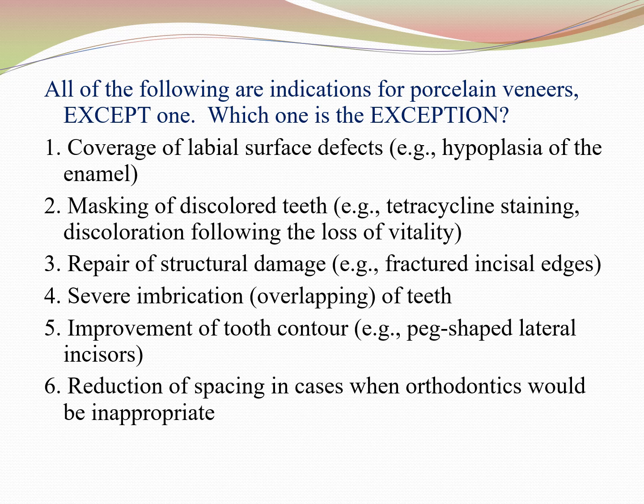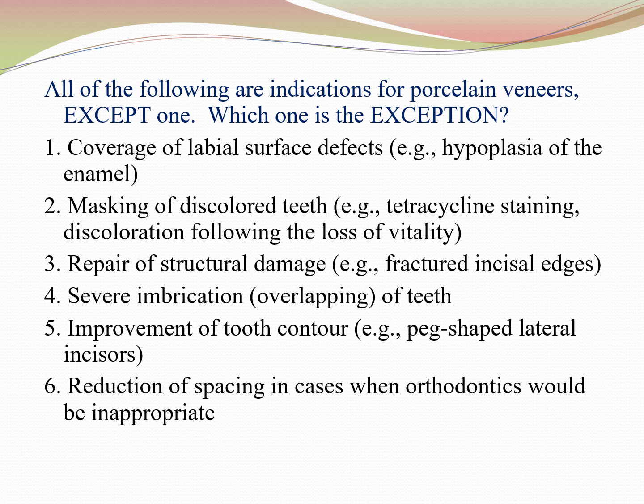The severe imbrication, and that term means overlapping. And I had seen this in a previous national board question called imbrication, and I didn't even know what imbrication was and had to look it up, and it means overlapping. And then improvement of tooth contour. Say, for instance, they have some peg-shaped laterals and different size teeth in the anterior, and they need those more consistent and normal sized. Or number 6, reduction of spacing in cases where orthodontics would be inappropriate.